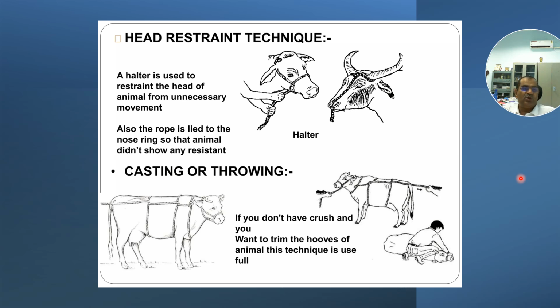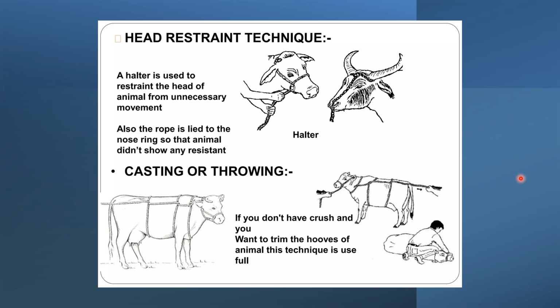Here is one photograph called the head restraint technique. What is it? It is called the halter. So here you can see that it is the halter that is especially used to restrain the head of the animal, so that it should not make any unnecessary movement, especially during the inspection of the eye, and also sometimes the inspection of the upper body regions.